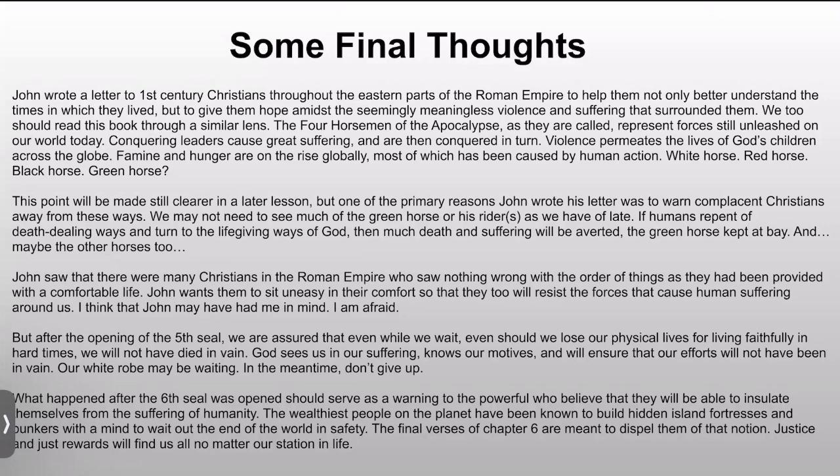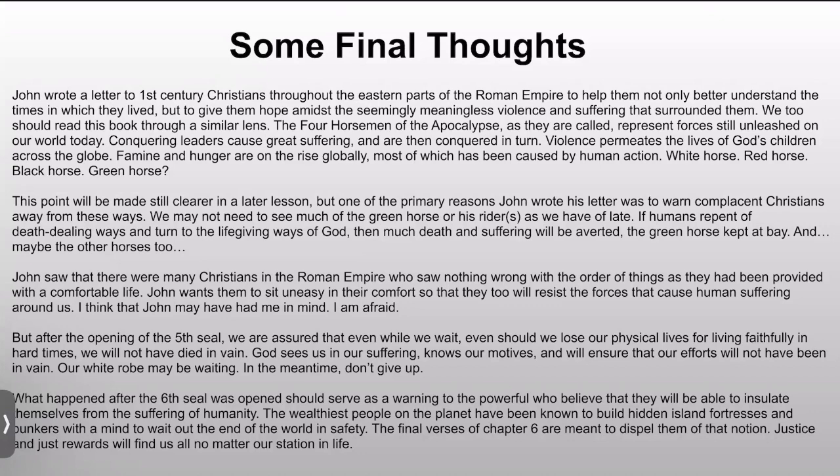But after the opening of the fifth seal, we are assured that even while we wait, even should we lose our physical lives for living faithfully in hard times, we will not have died in vain. God sees our suffering, knows our motives, and will ensure that our efforts will not have been in vain. Our white robes may be waiting. In the meantime, don't give up.